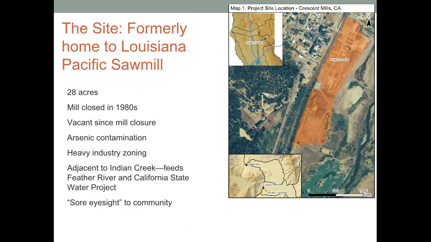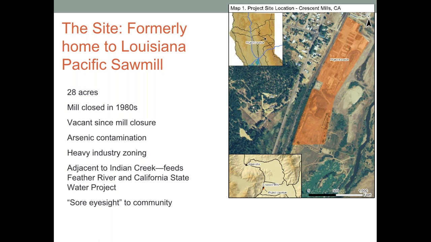The site is 28 acres. It was formerly home to an LP sawmill that closed in the 80s, and the site's been vacant ever since that mill closed down. So we've got some arsenic in the soil throughout the site, primarily from spreading incinerator ash that was used for dust suppression. There was also thought that the mine tailings that were used to develop the site 100 years ago also contributed to a lot of the arsenic.